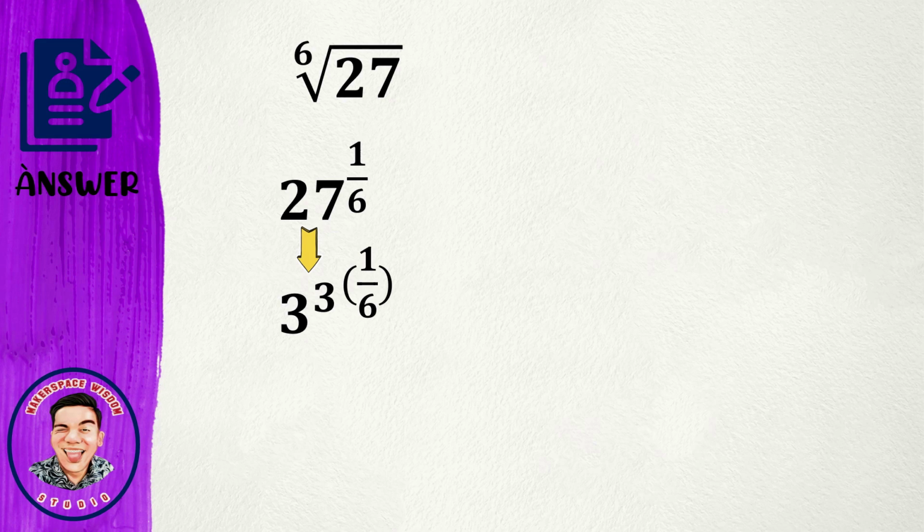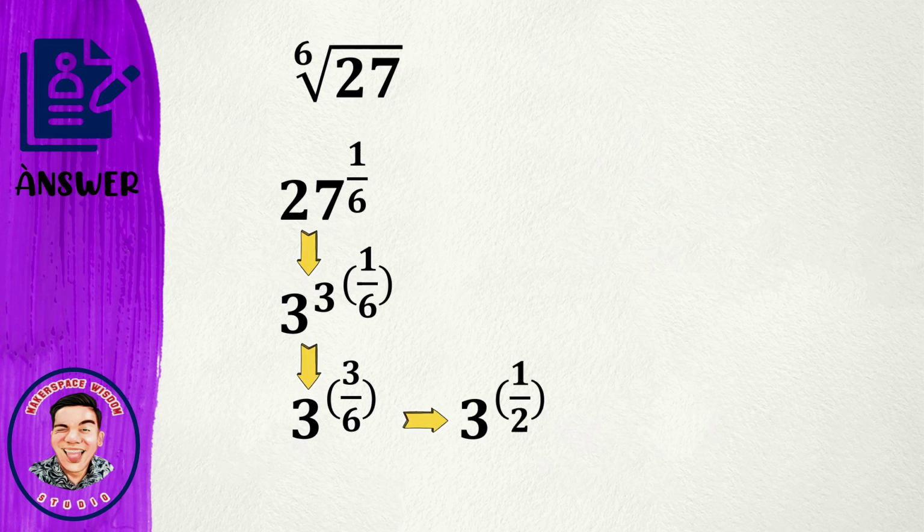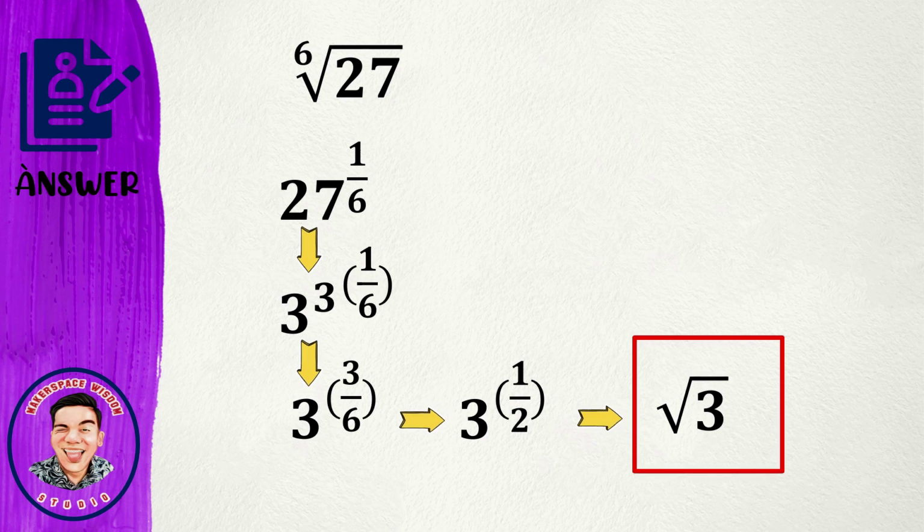So simplifying the exponent, we have 3 to the power of 3 times 1/6. We have 3 over 6, which is equal to 3 to the power of 1/2. Reducing 3 over 6, that will become 1/2. And the 1/2 would be the square root of 3. So the square root sign here represents the exponent, which is 1/2. Therefore, the 6th root of 27 is equal to square root of 3, and that is letter D.